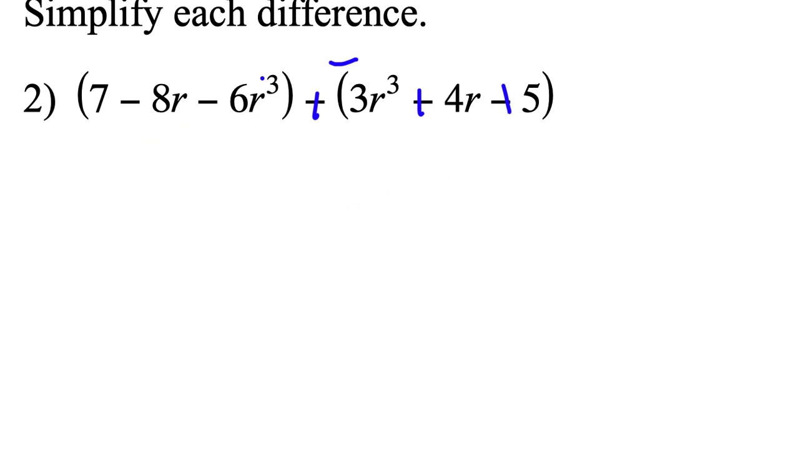So I have a negative 6r cubed and a negative 3r cubed. That makes a negative 9r cubed, negative 9r to the power of 3. I have an r term, a negative 8r and a positive 4r, so that makes a negative 4r. I have a positive 7 and a positive 5, that makes a positive 12. And I have written it in standard form. Standard form meaning that it goes from the highest power on the left to the lowest power on the right.